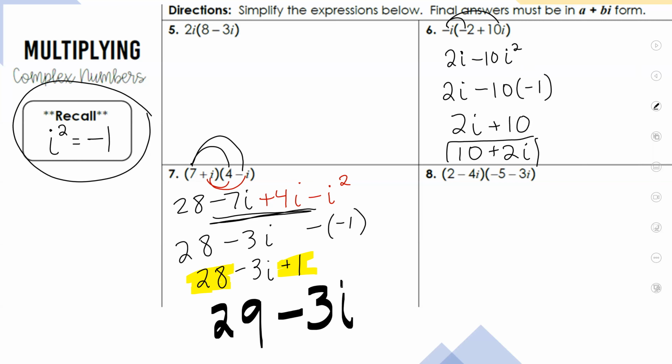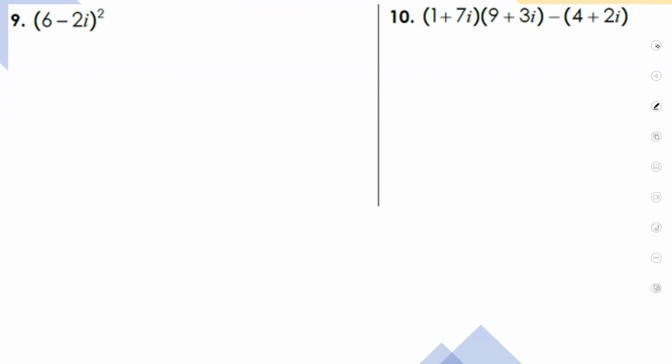That is a multiplying example. Let's try division. Oh, never mind, we have some more. So I'll just help you start off. If I have a squared, what does that mean I do? I would write it twice. Good. This means 6 minus 2i times 6 minus 2i.